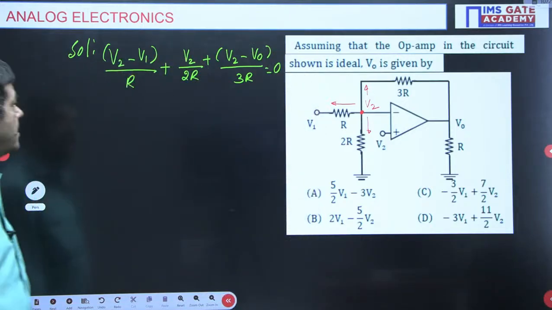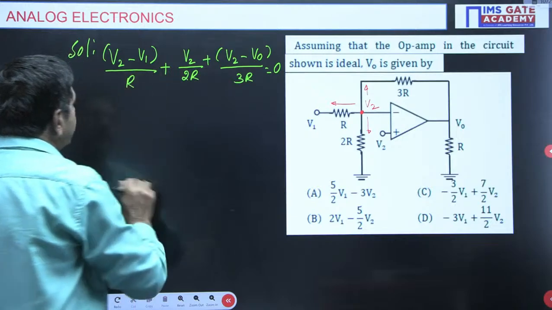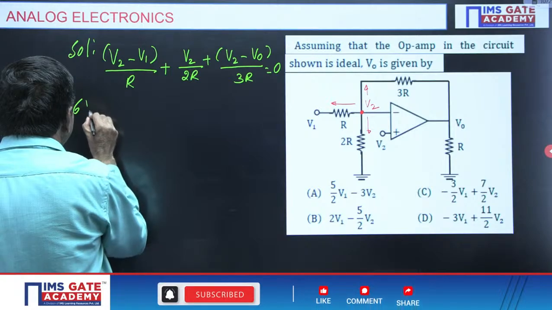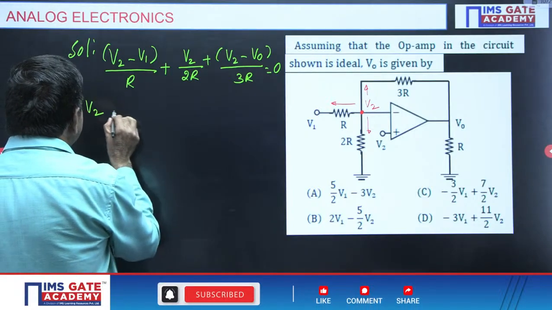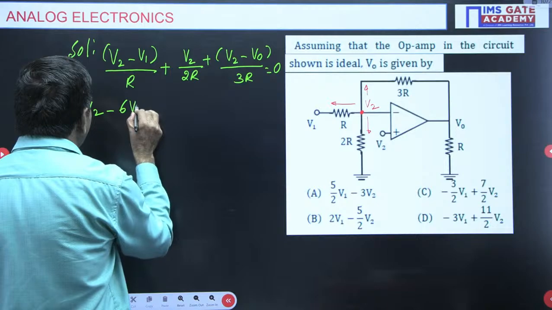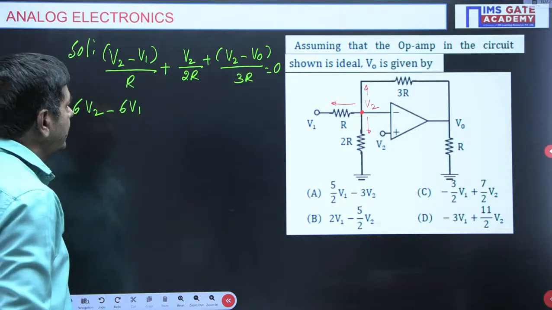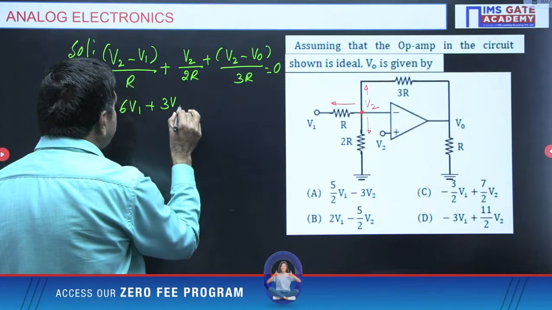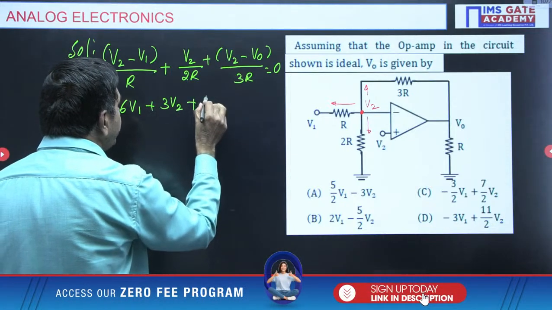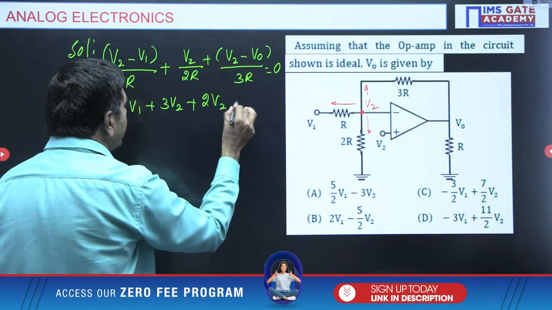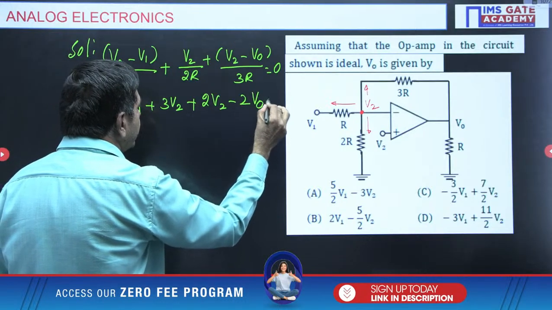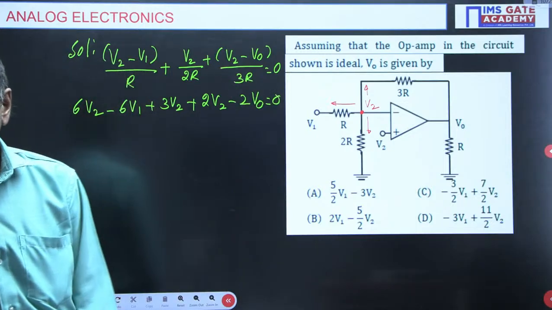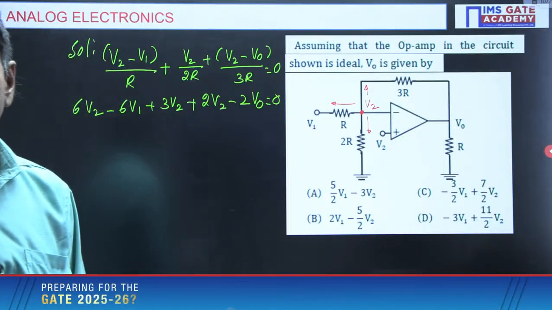That equal to 0. I can cancel the R term here totally. LCM is 6: 6 V2 minus 6 V1, here 3 V2 plus 2 V2 minus 2 V naught. This is equal to 0. LCM I have taken here now. By using LCM, take it and find it.